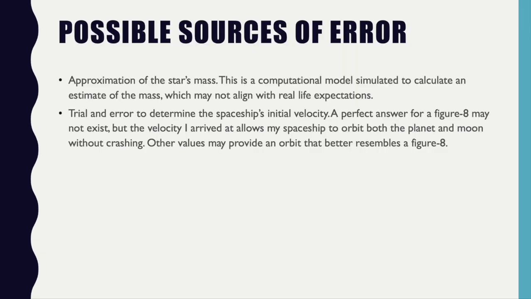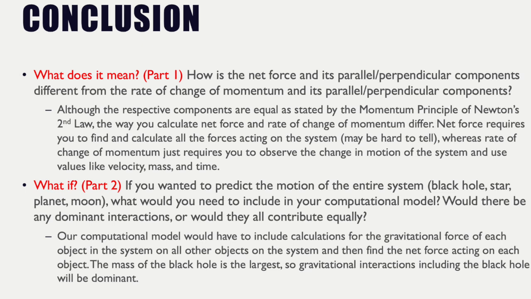Therefore, we must cover possible sources of error. The first source may come from approximating the star's mass in part 1. We used an average of the star's mass calculated at numerous data points to get an estimate. Also, this is a simulation and not real life. The second source may come from using trial and error to determine the spaceship's initial velocity in part 2. Coming across one perfect answer is very difficult. My spaceship is able to orbit both the planet and the moon without crashing, but I did not get a perfect figure-8 orbit.